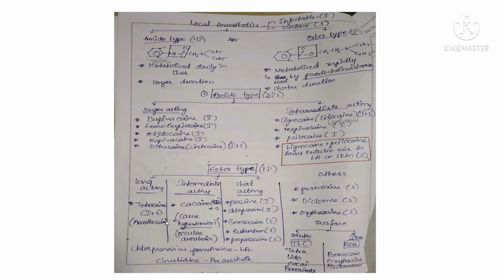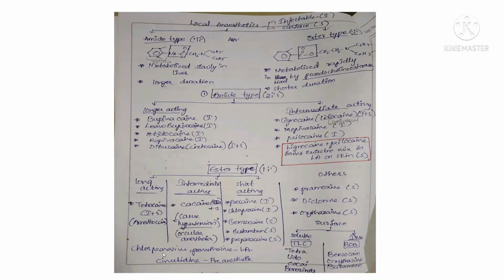Long acting, we have tetracaine, which is both injectable and surface, and cocaine, which is a surface anesthetic, and it causes hypertension. And it is an ocular anesthetic. And under short acting, we have procaine, chloroprocaine, benzocaine, butamben, and proparacaine. The first two are injectable and the last three are surface.